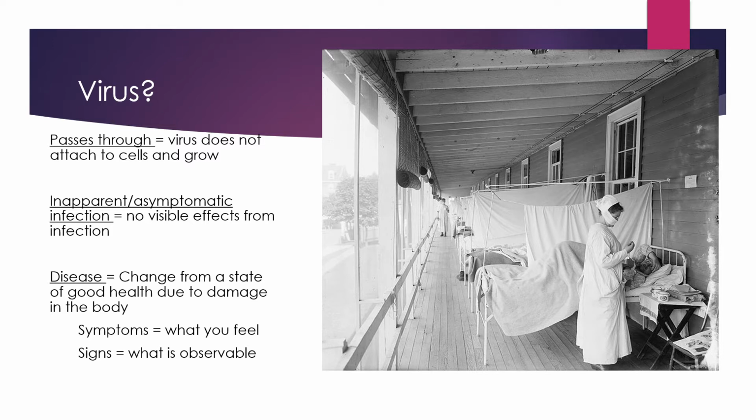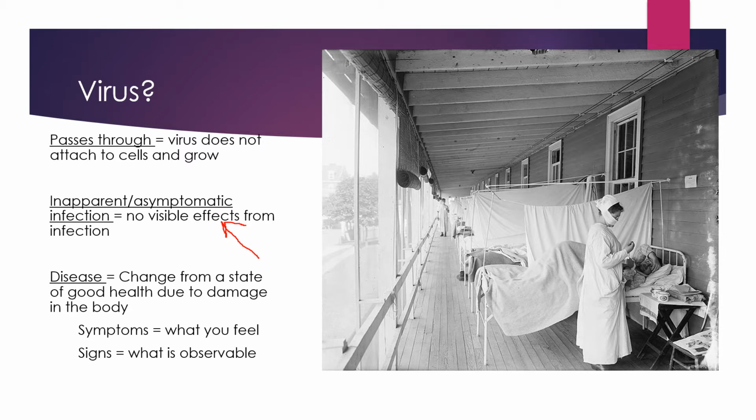Occasionally, a virus will enter our body and it'll find the right kind of cell. It'll enter and start to grow inside of us, but we don't suffer any harm from it. These types of infections are called inapparent or asymptomatic because they don't produce any visible effects or signs or symptoms of infection.